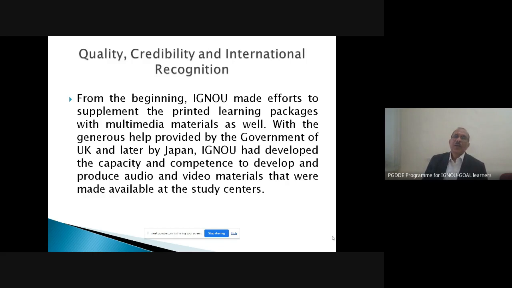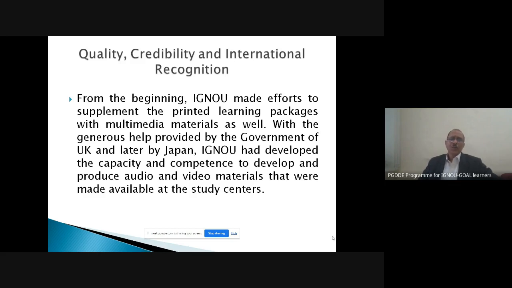Friends, quality, credibility, and international recognition. From the beginning, IGNOU made efforts to supplement the print material with multimedia. More than one medium was used from the beginning. Print was at the core, supplemented or complemented by other media like audio programs, video programs, and even interactive radio, which came a little later.